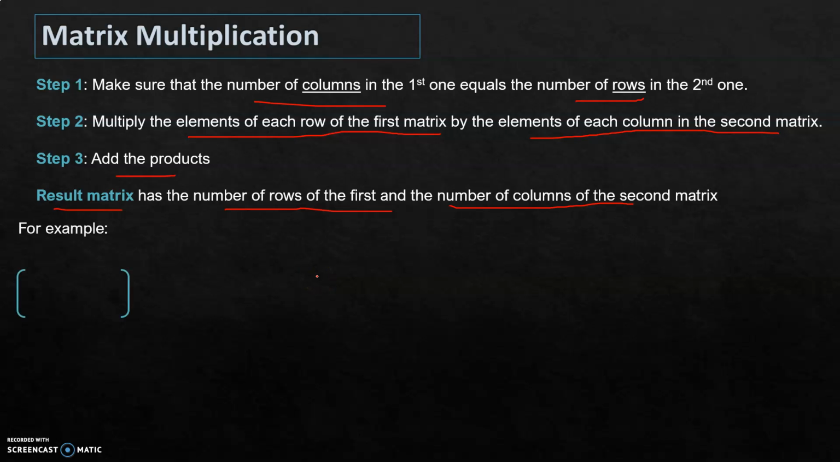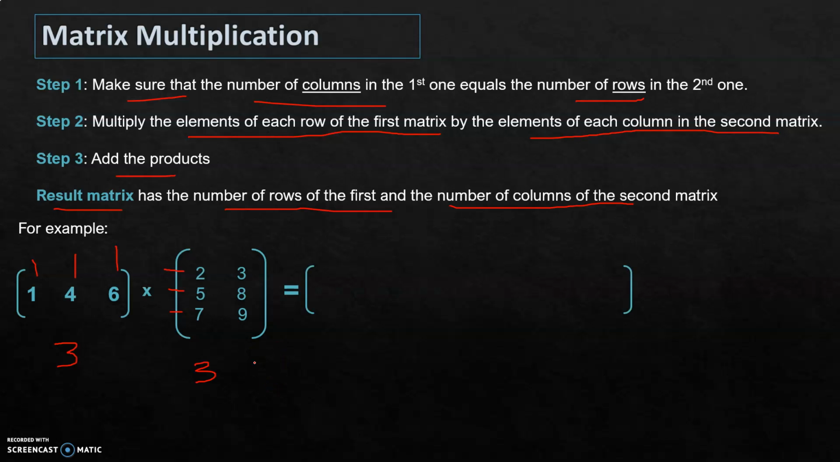Let us take one problem. For example, here is one matrix, 1, 4, 6, multiplied by another matrix, 2, 3, 5, 8, 7, 9. First we need to check whether the first condition is satisfied. The number of columns in the first matrix is 3 here. Then the number of rows in the second matrix is also 3. So it is clear that both matrices can be multiplied, as the number of columns in the first matrix is equal to the number of rows in the second matrix. Then we go to the second stage.